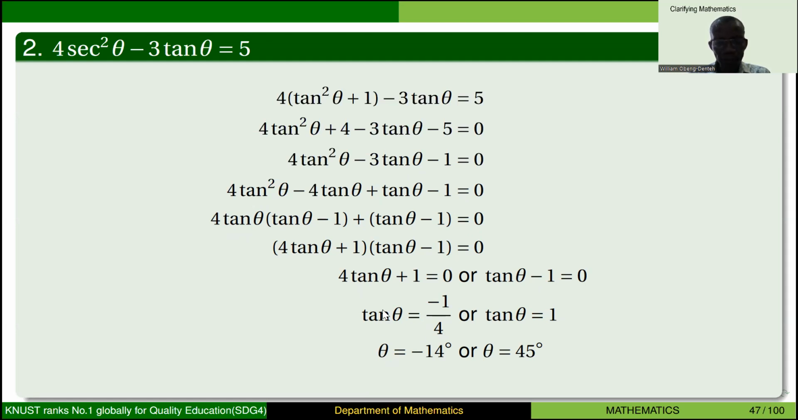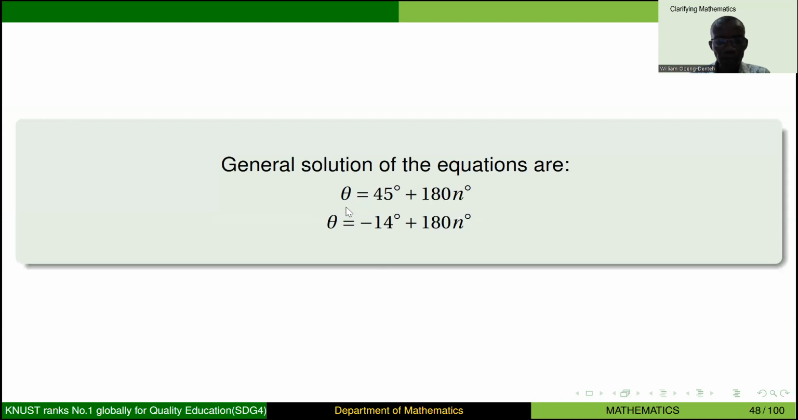So over here, tan inverse for this will give us negative 14 degrees. Then tan inverse will give us 45 degrees. So from here, we can now write our general solution. We have learned this already, how we write the general solution. So right away, we have theta equals 45 degrees plus 180n degrees, and then theta equals negative 14 degrees plus 180n degrees. So let's look at it carefully. Remember how to write the general solution for tan.